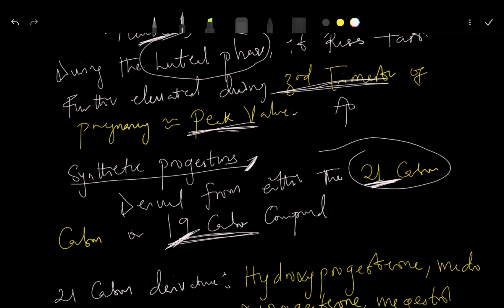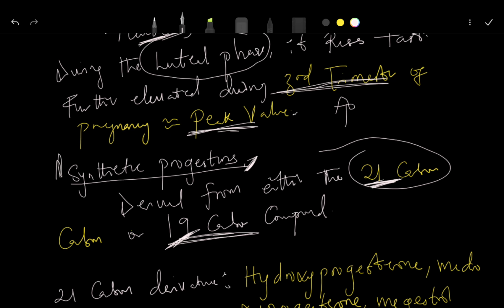carbon molecule. And take note that the reason why we are even talking about this synthetic progestin is because there's a limitation of the natural progestin. The natural progestin, they have high first pass metabolism. You get, so you can't give them orally. Okay, so that's why we are talking about, oh, let's make some synthetic progestin that we can also administer orally to patient and aid compliance to the drug.